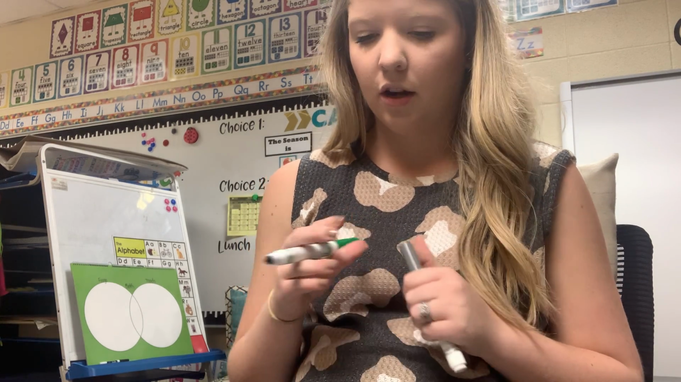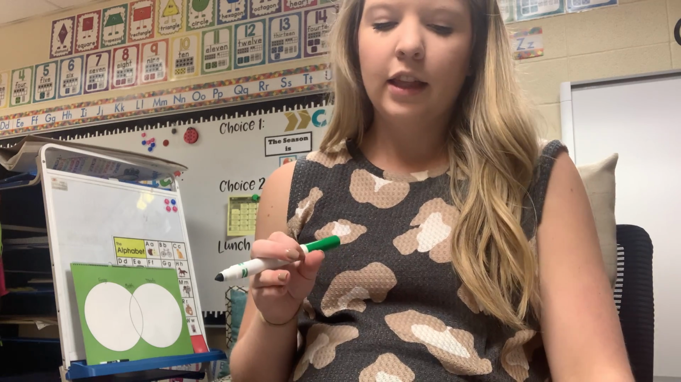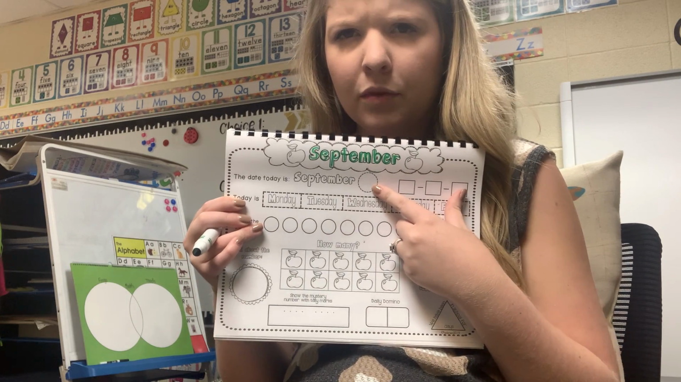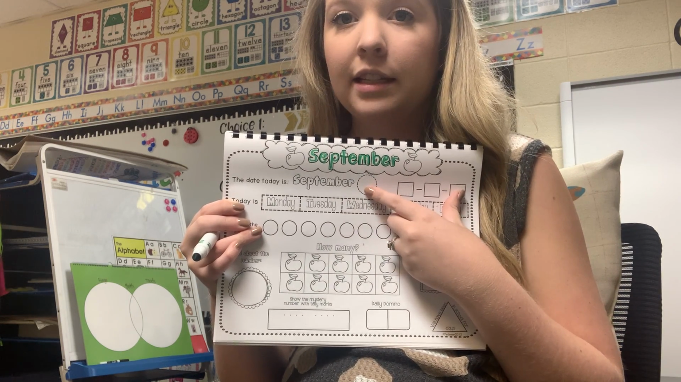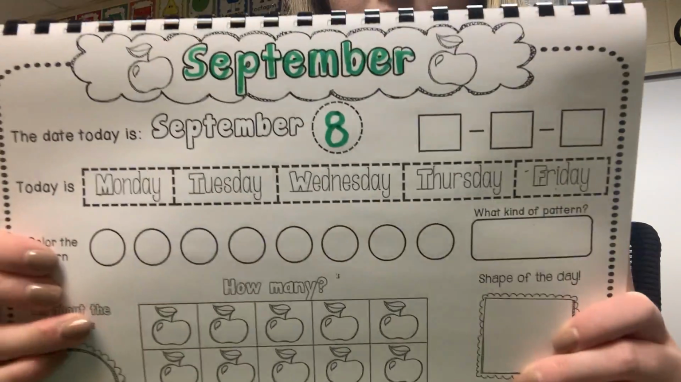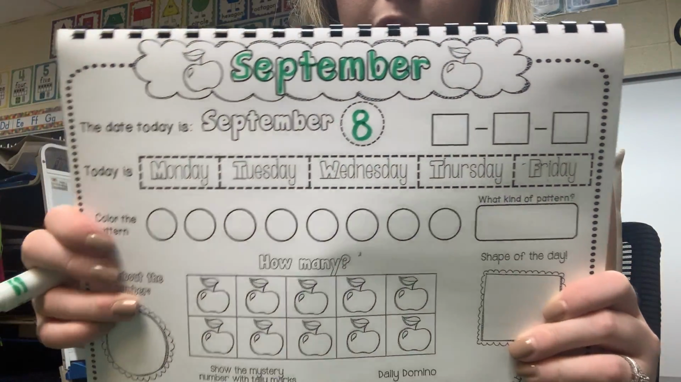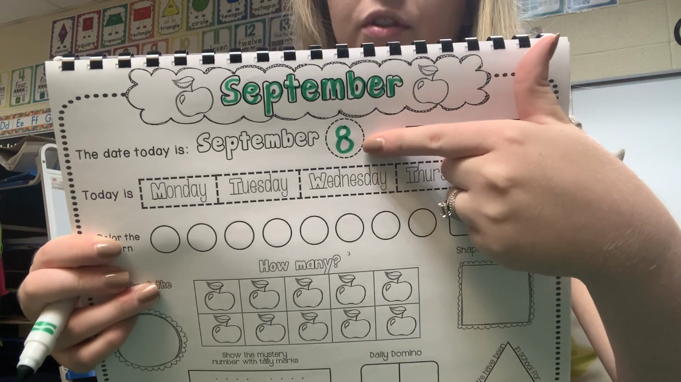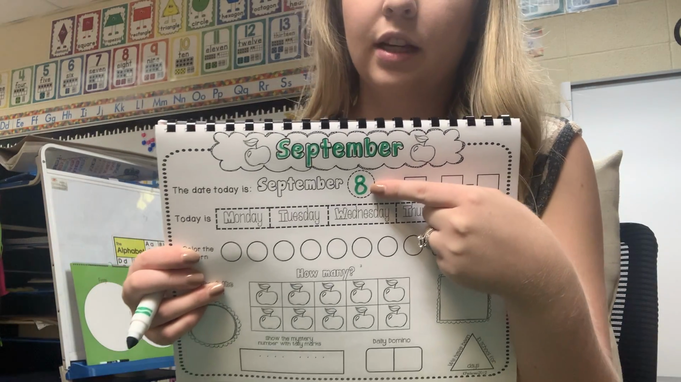Good job. All right. So we said the date, it says the date today is September what? We said we've had how many days in September? 8 days. So we're going to write an 8 in that circle. And I said that last week, an 8 kind of looks like a snowman. Do you see how it looks like the body of a snowman? So that's how I remember what an 8 looks like. It kind of looks like a snowman.